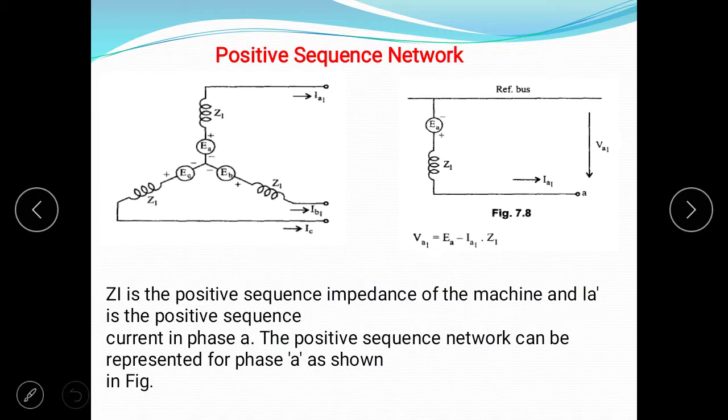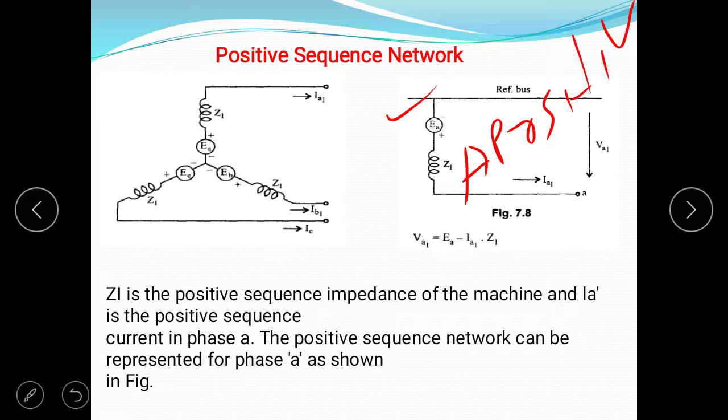So, the positive sequence network of a synchronous machine is simply represented by a source with series impedance. It means, in the positive sequence network of a synchronous machine, there is only an EMF source and a positive sequence impedance Z1. This is the positive sequence impedance. This is the source voltage or positive sequence voltage, that is EA of phase A.